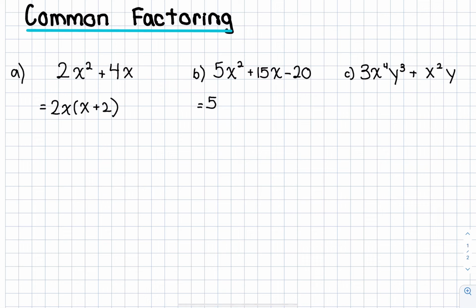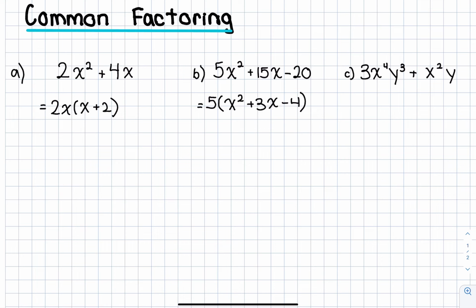If we put a 5 there, we then have a bracket, and inside the bracket is going to be what is left. So if we do 5x squared and we pull 5 out, we're just going to have x squared left. 15x, pull 5 out, we're going to have 3x. Negative 20, pull 5 out, we're going to have minus 4. That sign stayed the same. And you can always think of it as maybe it was negative 20 divided by 5. That gives us negative 4.